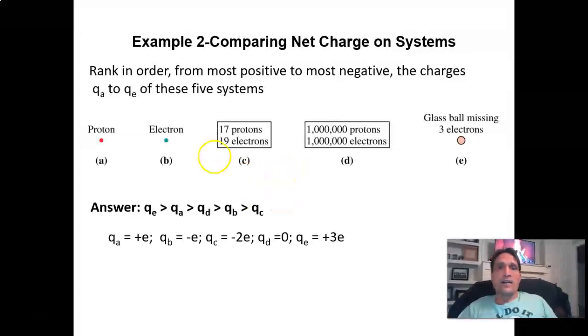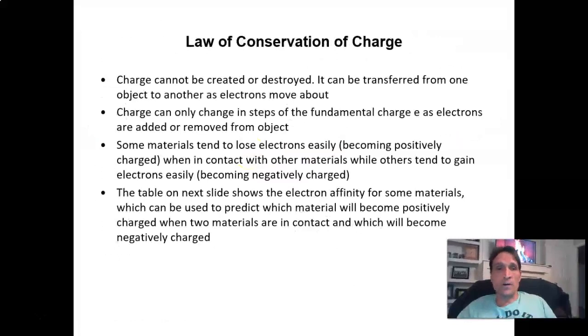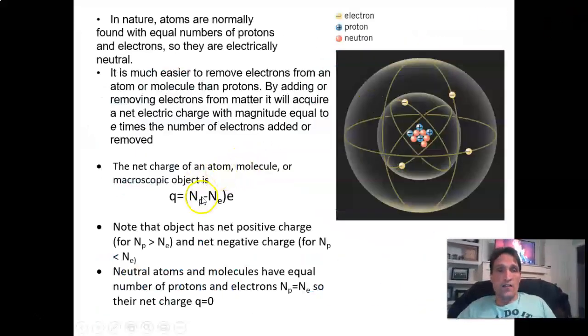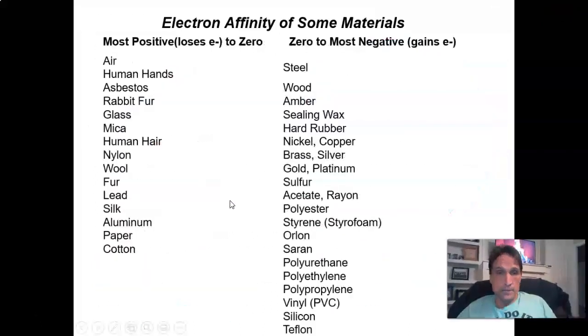So remember, when we talk about a charge on a body, we're always talking about the net charge, right? This system has 1,000,000 protons and 1,000,000 electrons, but its net charge is 0. So it's the net charge when we talk about Q, and that's proportional to the number of protons minus the number of electrons times the charge of each proton and electron.